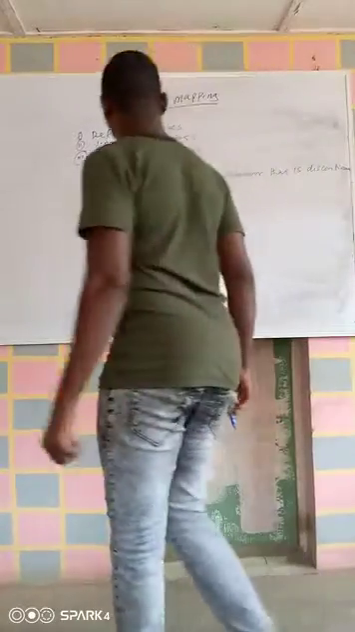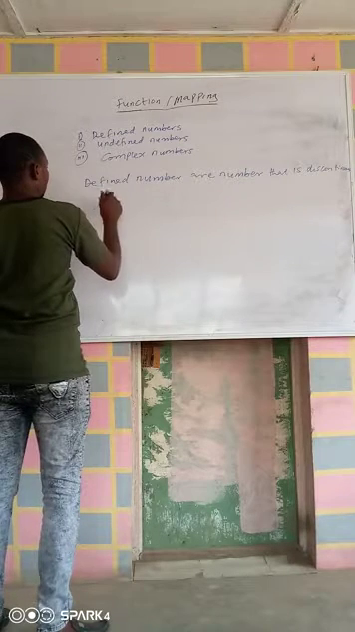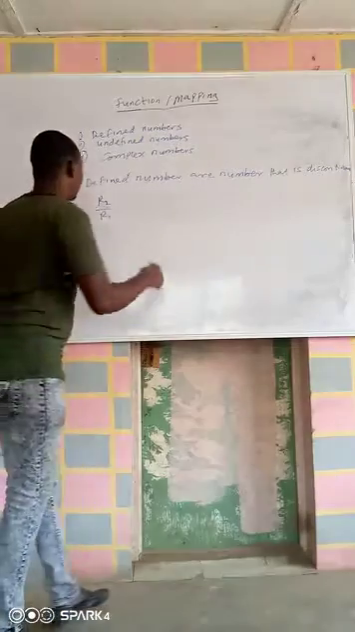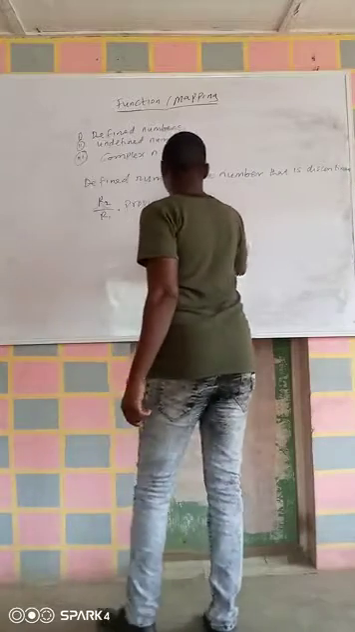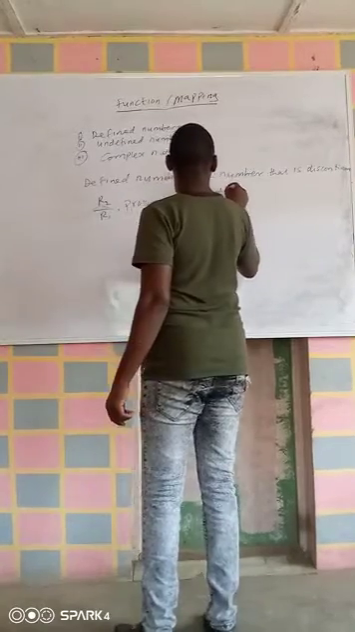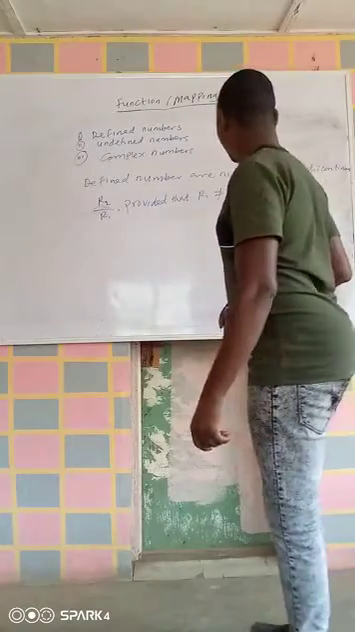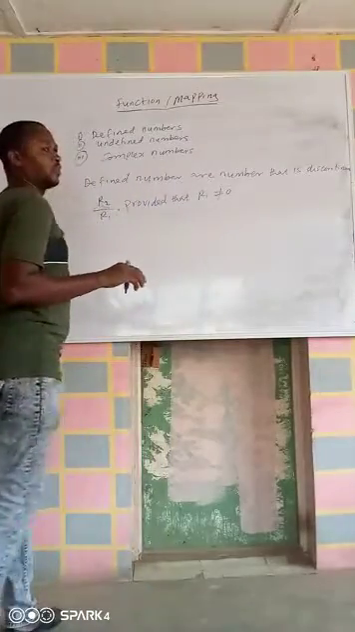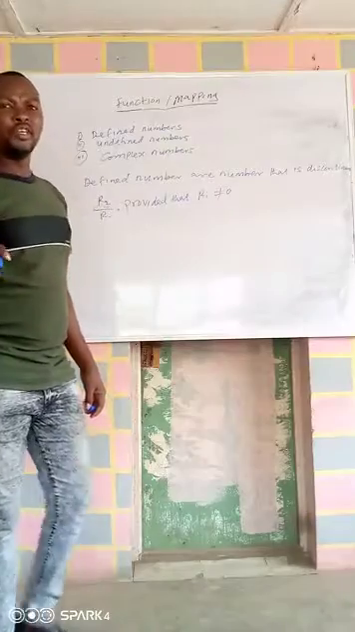The first condition is that when we have R2 over R1, provided that R1 is not equal to 0. So if R1 is not equal to 0, we say it is defined. R2 can be 0. But if R1 is not equal to 0, we say it is defined. So what is now our R? R is real numbers.